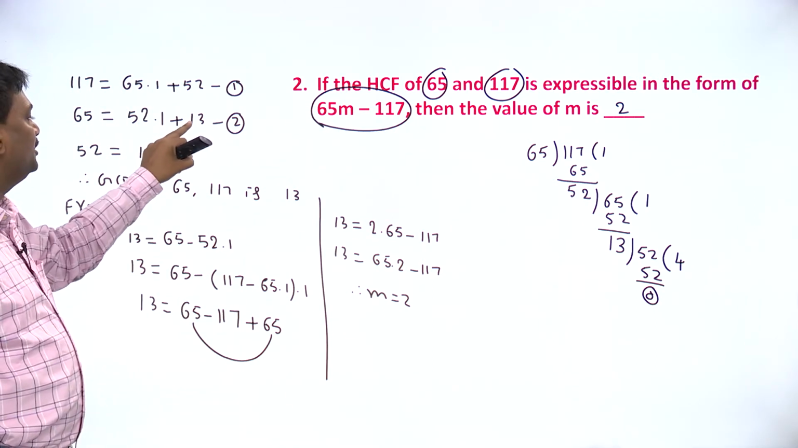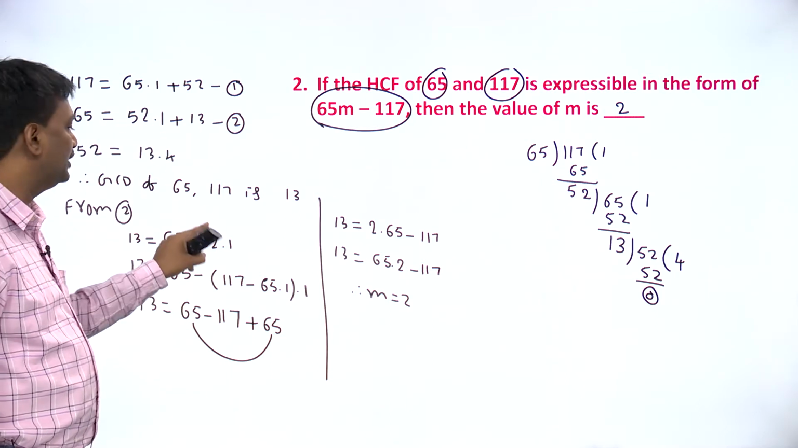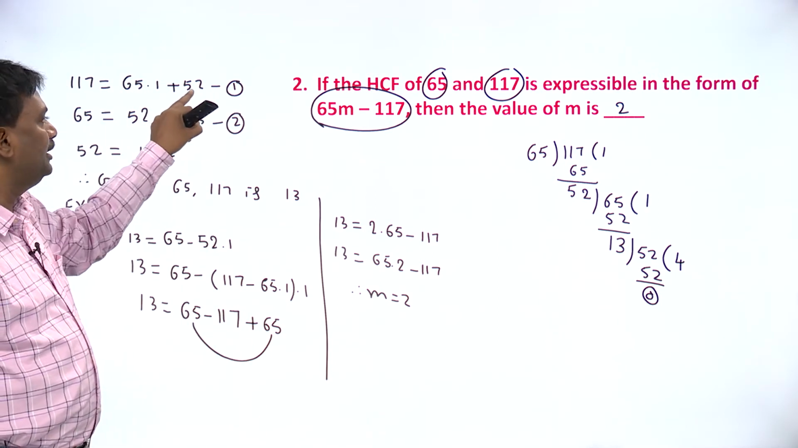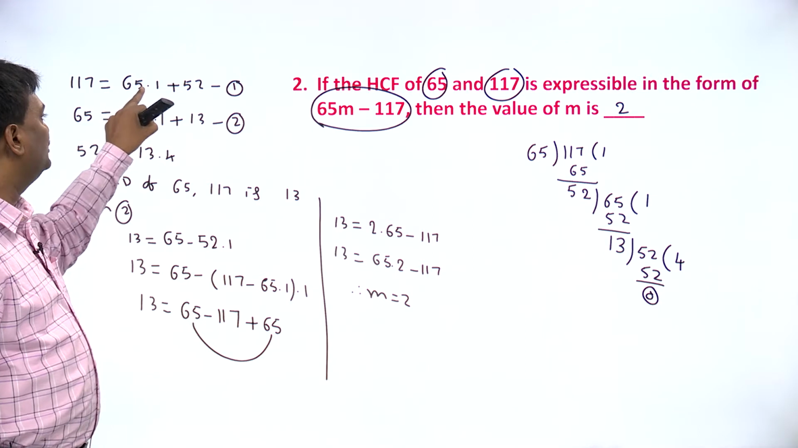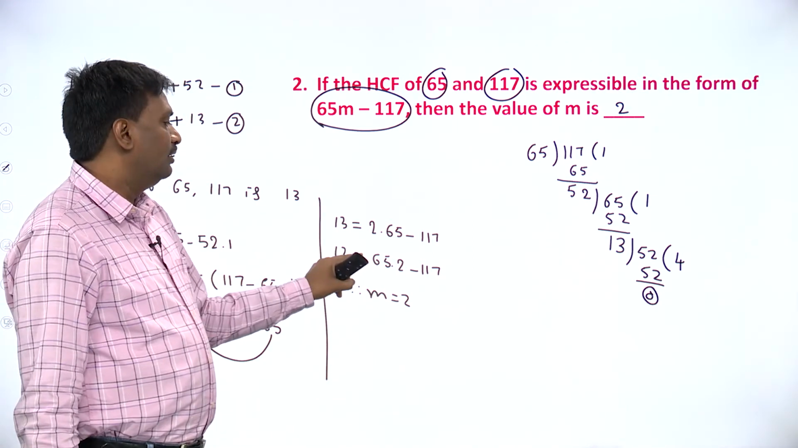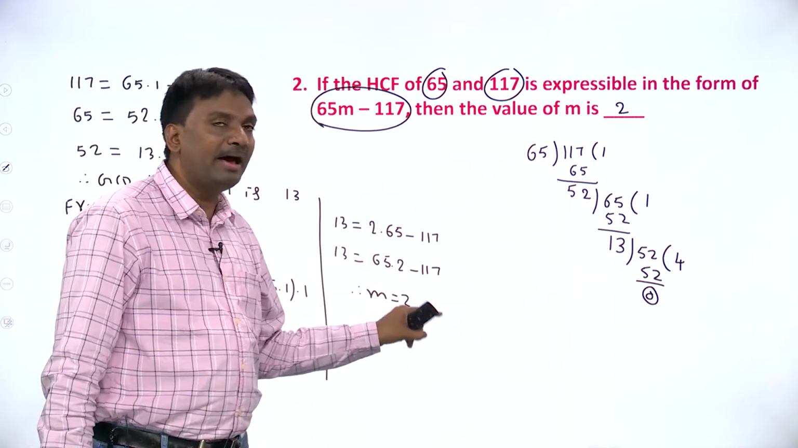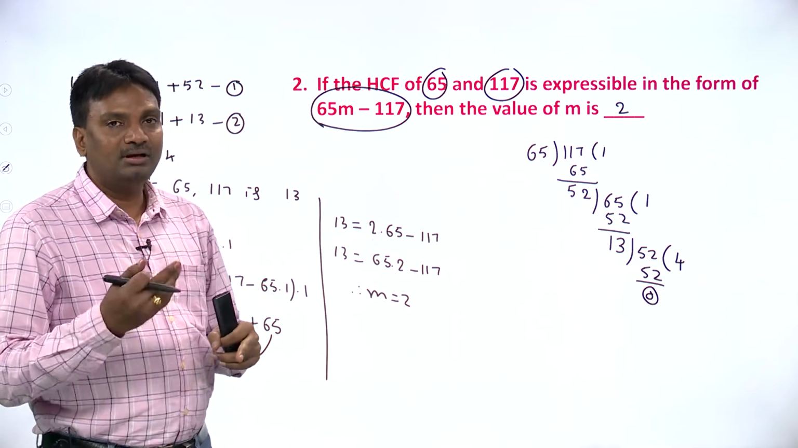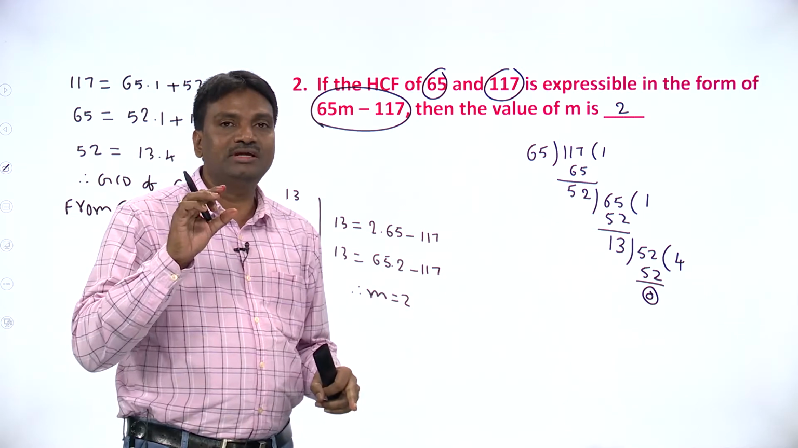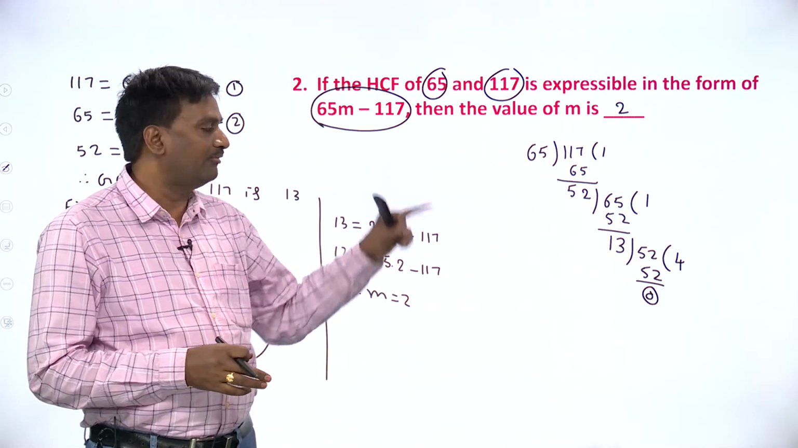By using equation 2, we can write 13 equal to 65 minus 52 into 1. By using equation 1, in place of 52, we can write 117 minus 65 into 1. Simplifying this, we got 13 equal to 65 into 2 minus 117. If we compare this with 65m minus 117, clearly in place of m we have 2. So, the value of m is 2, that is clearly an integer from 1 to 9.